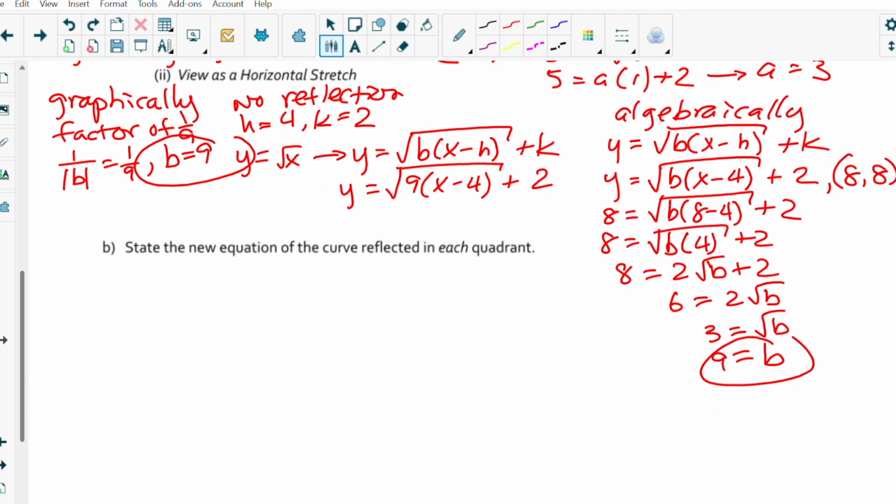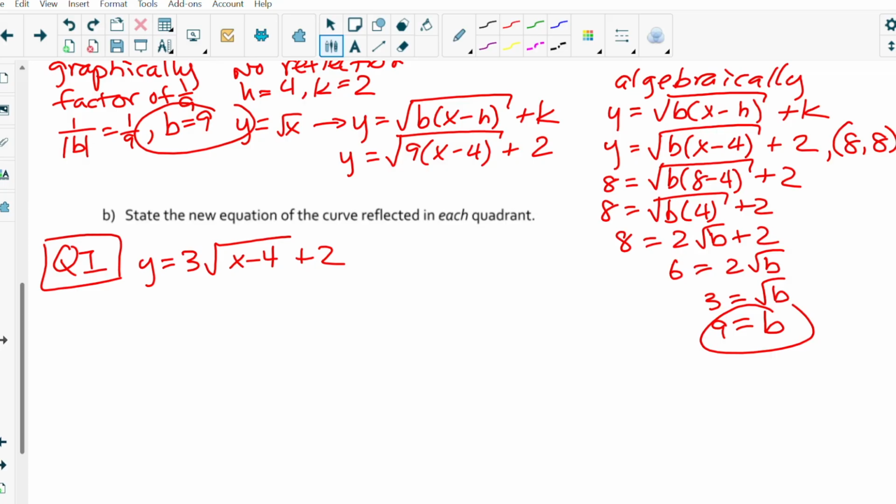So that's algebraically. State the new equation of the curve reflected in each quadrant. So this is in quadrant 1. Let me do the vertical stretch version. Okay, I'll try to explain this as best I can in words and using the static graph I have, but then I'll do a Desmos to show you dynamically how this works.